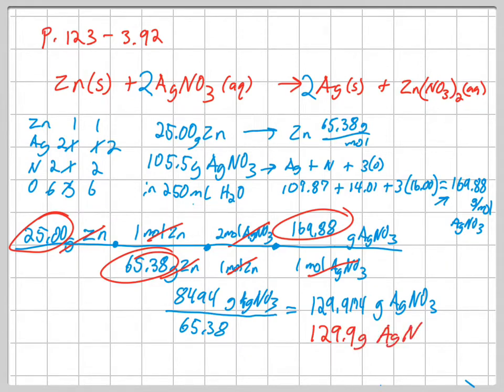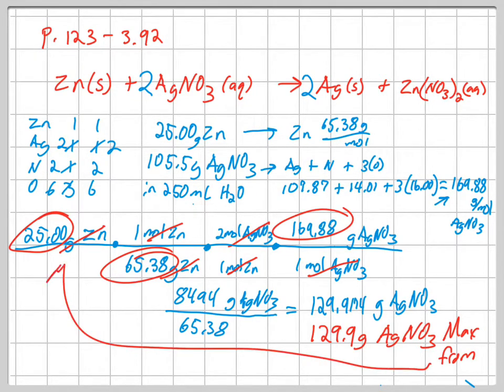grams of silver nitrate. Now, what did we actually calculate? We just calculated the maximum amount of silver nitrate that you could get if you reacted 25 grams of zinc with an unlimited amount of silver nitrate. So this is the max that we could get from that zinc amount. Okay? The amount that we actually have that we can actually use is just this, 105.5. Well, for 25 grams of zinc to react completely, we would need 129.9 grams of silver nitrate. Well, we don't have 129 grams of silver nitrate, so that tells us that this value is the limiting reactant.